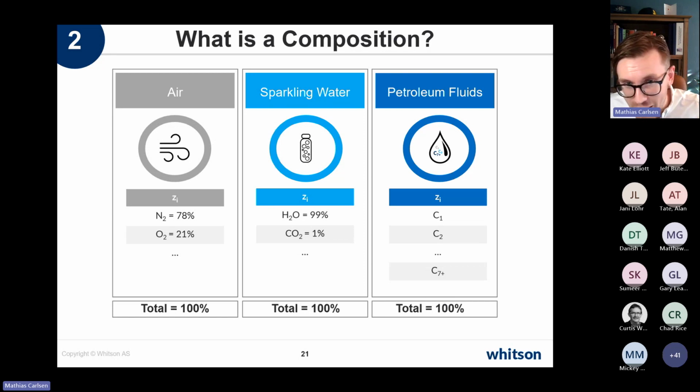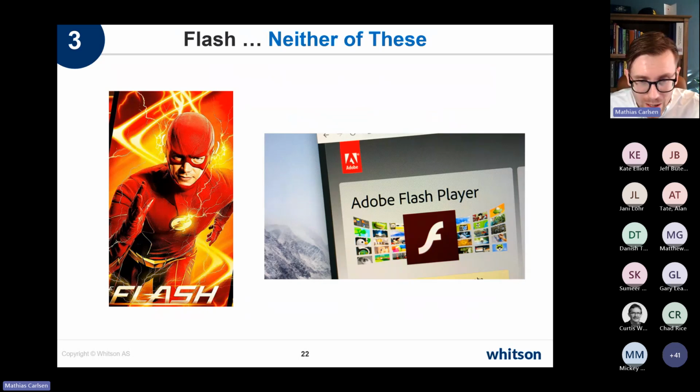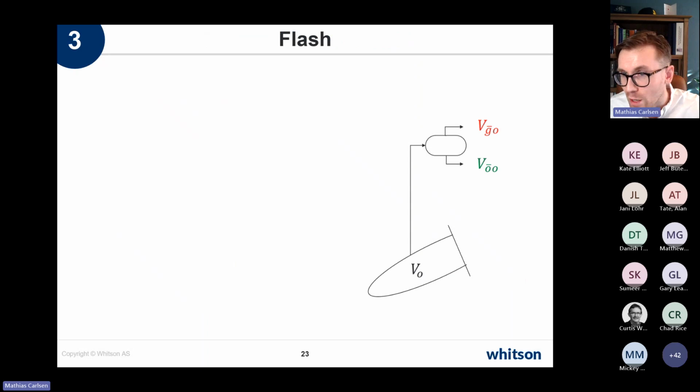The one thing it does not mean is we're not referring to the superhero, or one of my nightmares earlier was Adobe Flash Player. I don't know if that was a thing over here too, but everything that had that was just a nightmare. So it has nothing to do with that, but it's related to the so-called flash calculation.